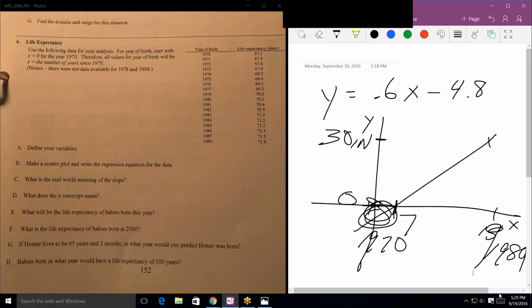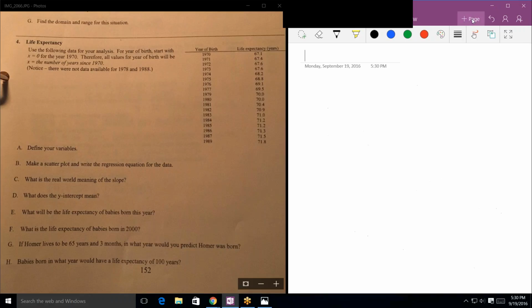So we'll just get started with a couple of these. We don't have time to do the whole thing, but define your variables. I said X is equal to the years of birth since 1970. So for 1976, X would be 6. And then I said Y is the life expectancy in years. And you don't have to translate that at all.